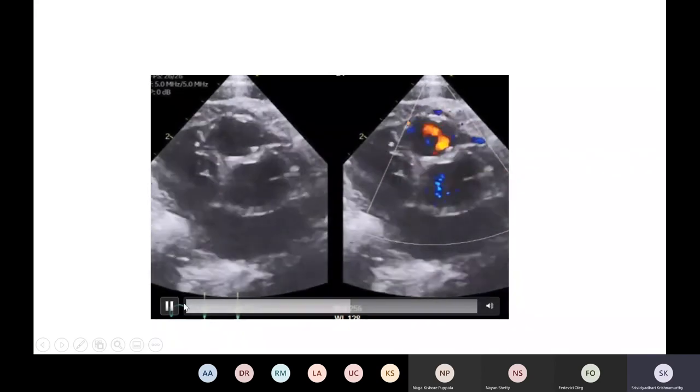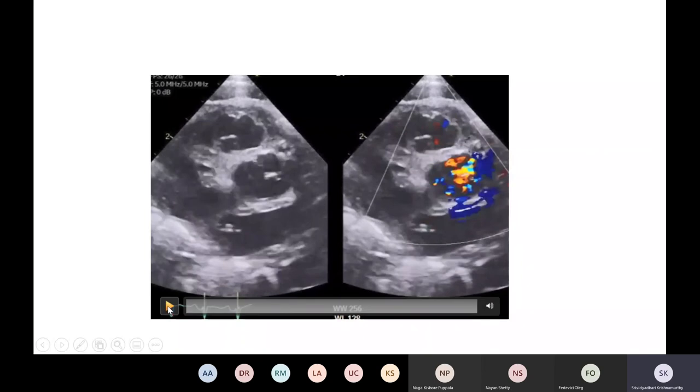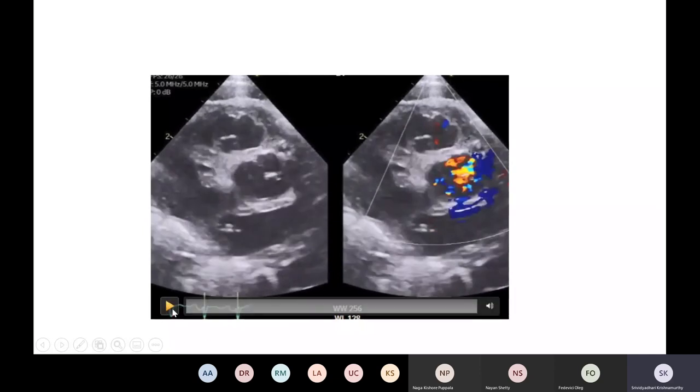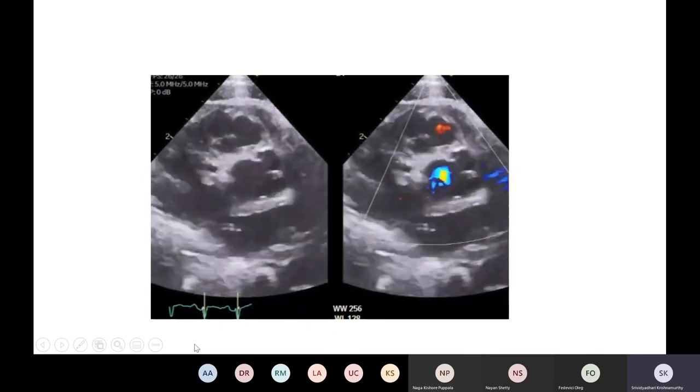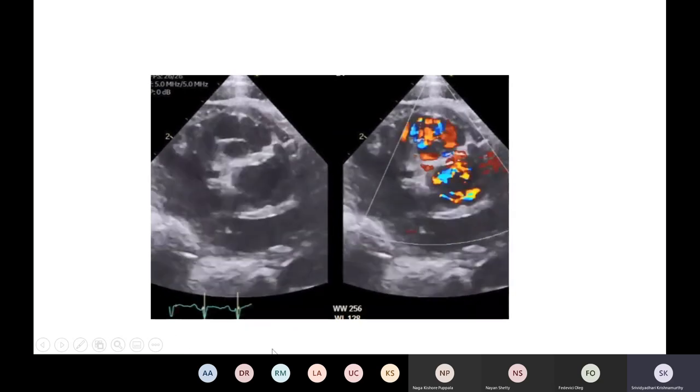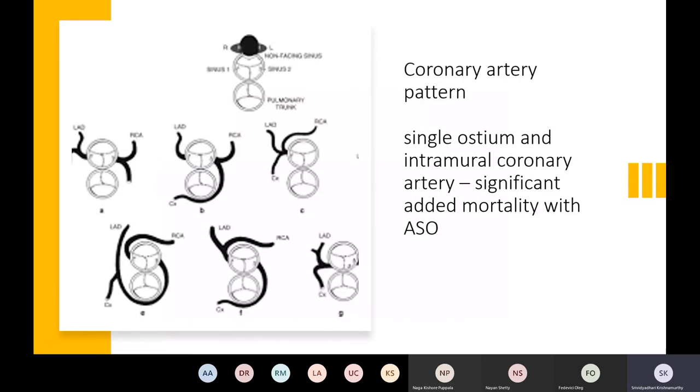So let me play this. And how do I identify that this is an aortic valve? You can see the coronary arteries there. So again, we're looking at the coronary artery pattern as well, because that does have an effect on the prognosis following the surgery. Different patterns have been discussed, just as a diagram to show. The ones with a single ostium, like a single coronary artery, and the ones which go inside the cardiac muscle itself, are associated with a significant mortality during the switch operation.